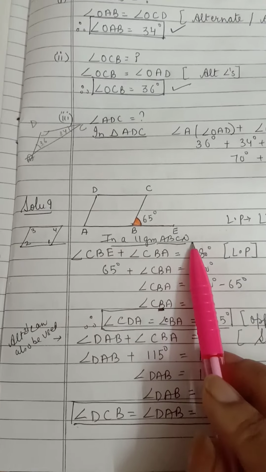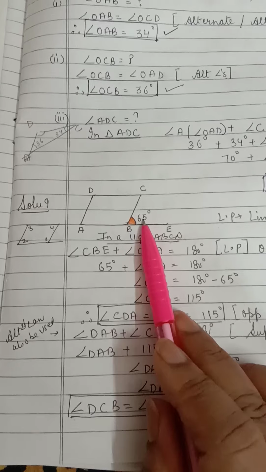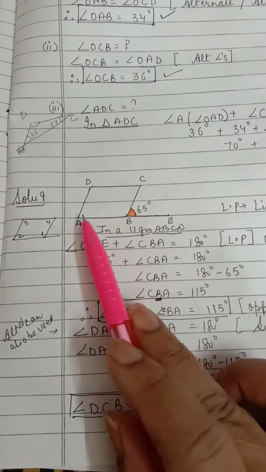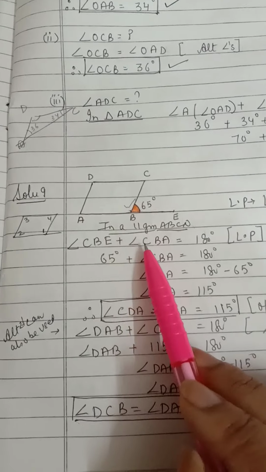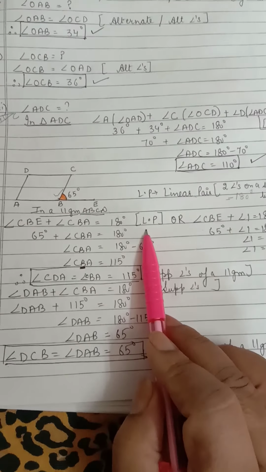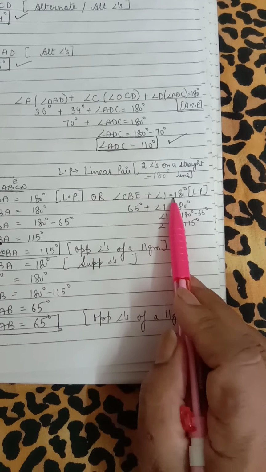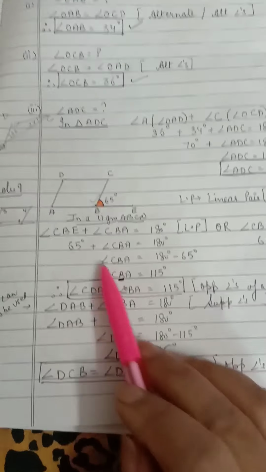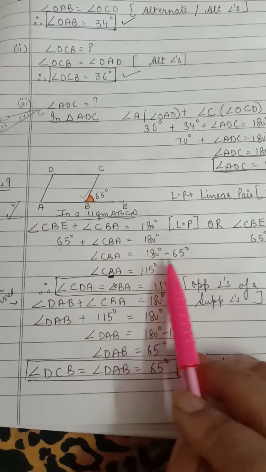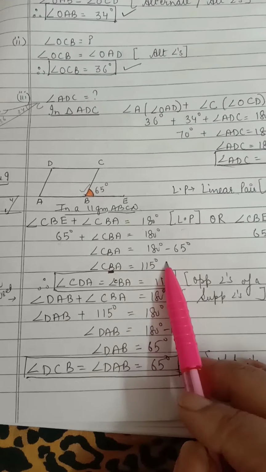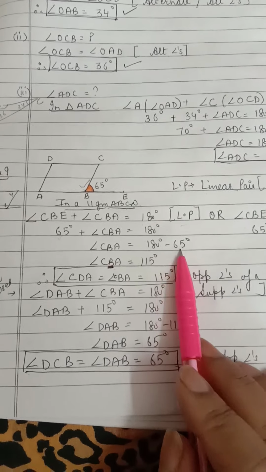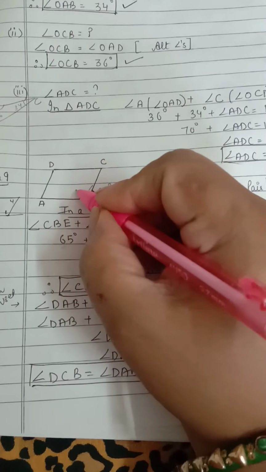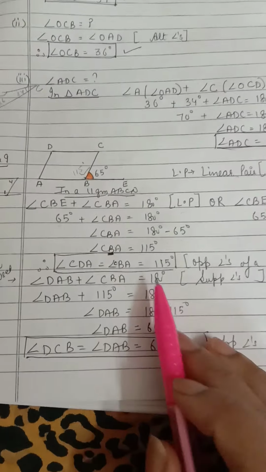So in parallelogram ABCD, this angle is 65 degrees. That is, CBE plus CBA, this angle, equals 180, forming a linear pair. Or if you are taking numbers, angle 1 plus angle 2 equals 180, you can go with numbers also. Put the value: 65 plus CBA equals 180. CBA is 180 minus 65. Shifting plus 65 to the other side, it becomes minus 65. And on subtracting, your angle CBA is 115. That means this angle is 115 degrees.